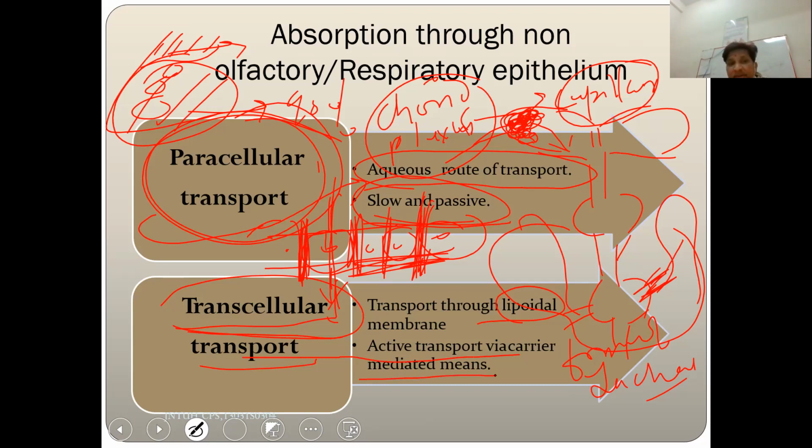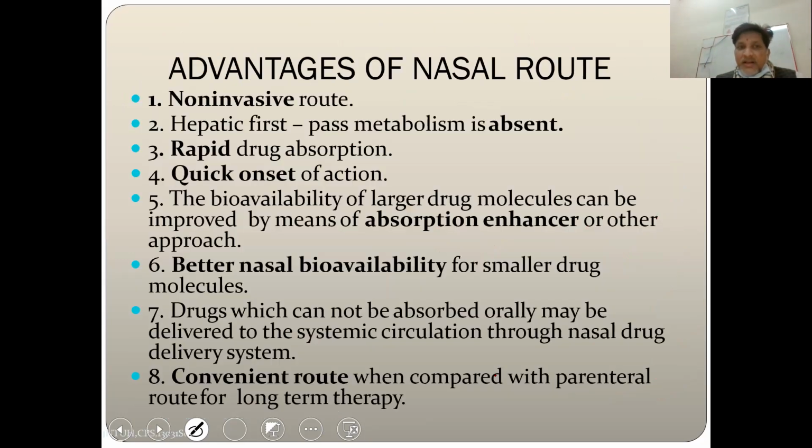So let me sum it up. The paracellular transport is an aqueous transport, which is between the cells. It opens the channels. It is a slow transport and meant for aqueous forms of drugs. Whereas through the cell, it is called transcellular transport, and it is more useful for lipid forms of drugs, lipophilic in nature, and it's an active form of transport, and the drug is absorbed more quickly through the nasal cavity. So we have gone through two forms of drug absorption.